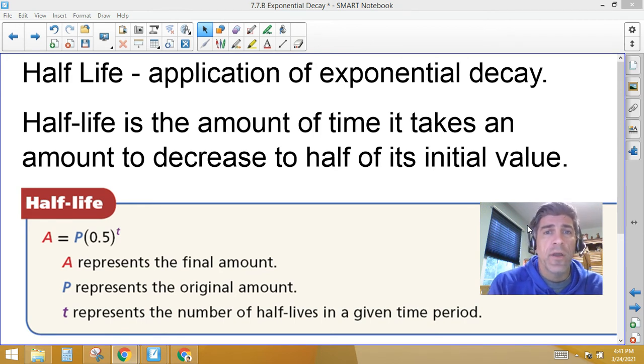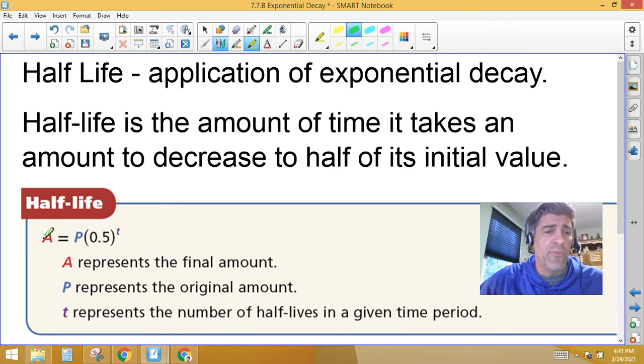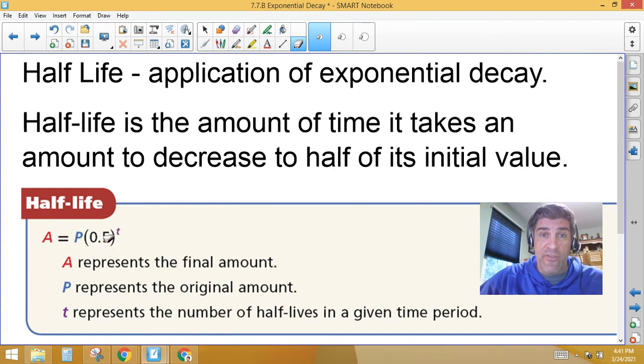Substances like caffeine. Caffeine has a half-life of about 8 hours, which means it takes 8 hours for half of the caffeine to leave your system. In another 8 hours, half of that will be gone. So it takes a while for something to completely get out of your system. The formula for it is A equals P times 0.5, because it's half-life, to the T power. And the T represents the number of half-lives in a given time period.